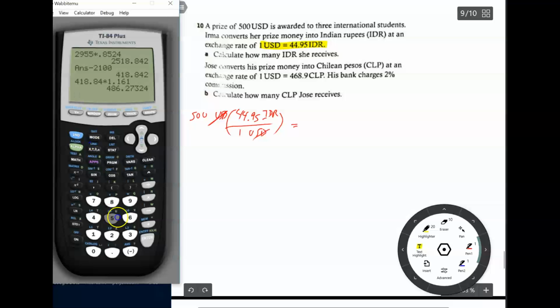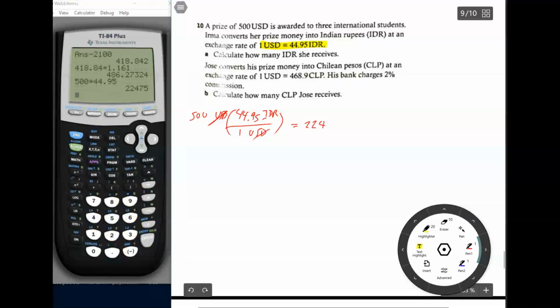Then it's going to be 500 times 44.95, which gives me 22,475 IDR. Now, you may say, oh, but we need 2 decimal places. But this is 2 decimal places. If you wanted to give 2 decimal places, it would be 0.00.